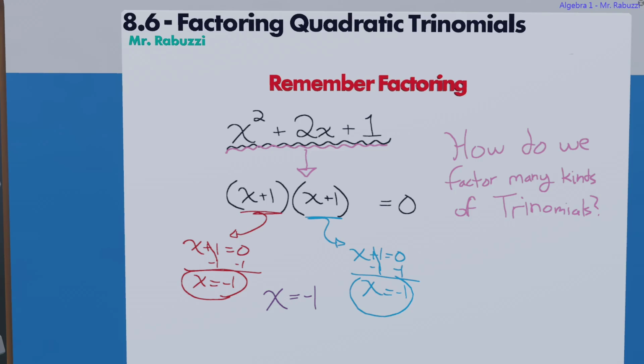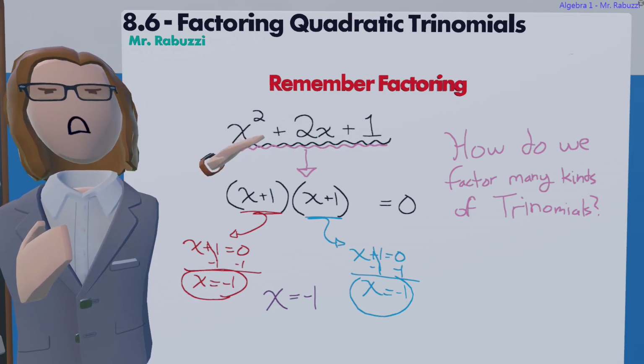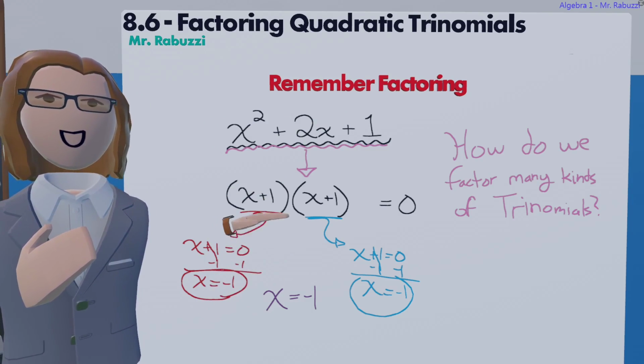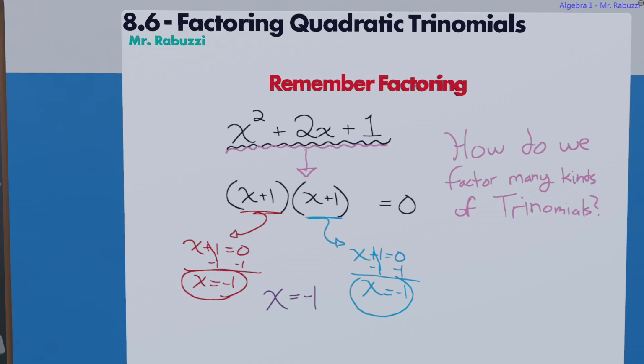And once we factor them, so they'll be on the next board. Once we do this factoring, we know how to solve with the zero product property. But let's move on and do some examples.